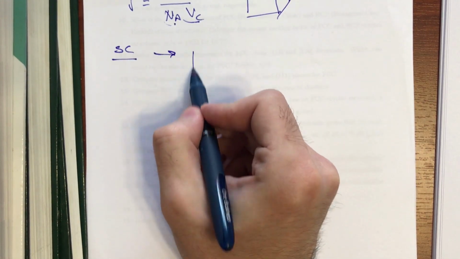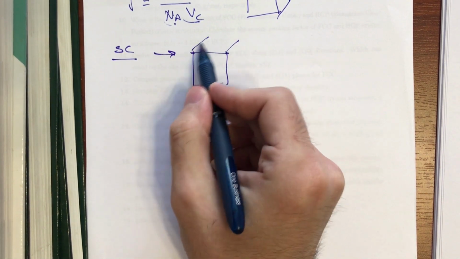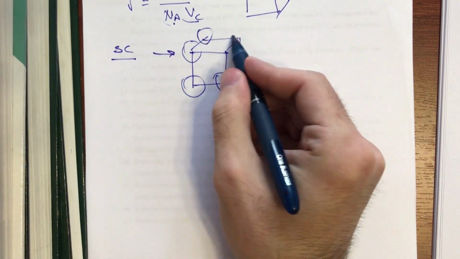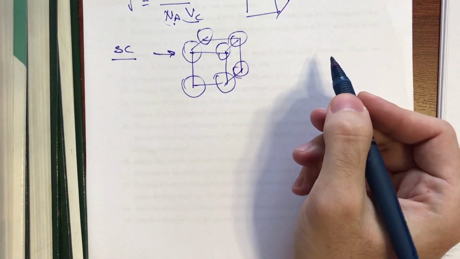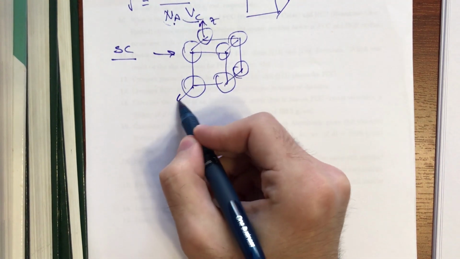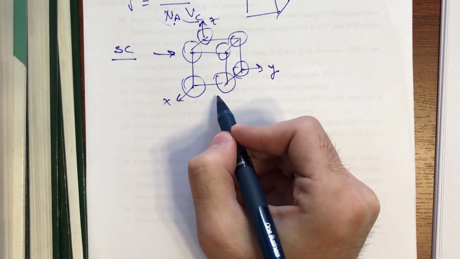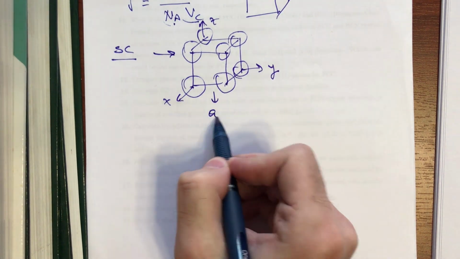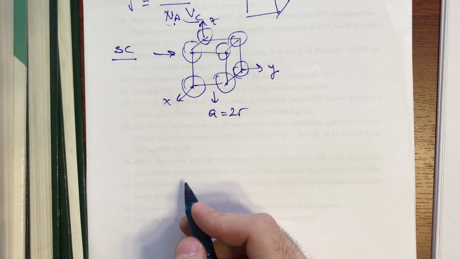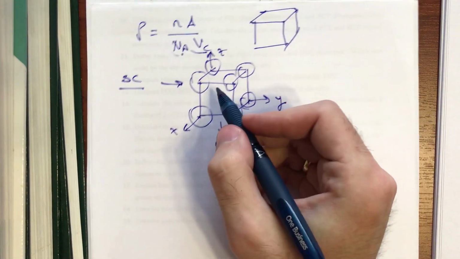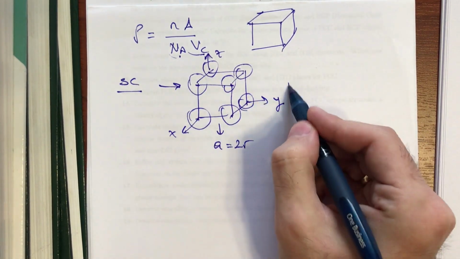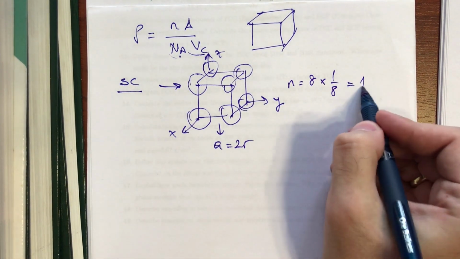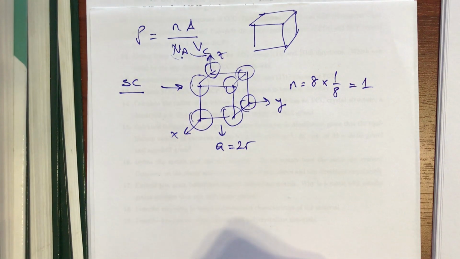For simple cubic, what do we have? We have only 8 corner atoms sitting at the corners. This is Z, this is X, this is Y. And the atoms are touching on the edges. So a is going to be equal to 2R. Also, if you calculate the number of atoms inside the simple cubic, 8 corner atoms, 1/8 of them are included. There's only 1 atom inside the simple cubic unit cell.